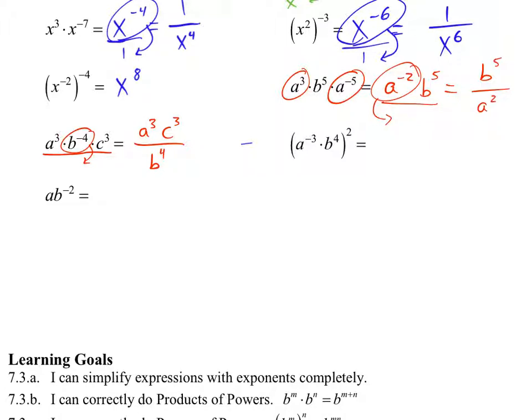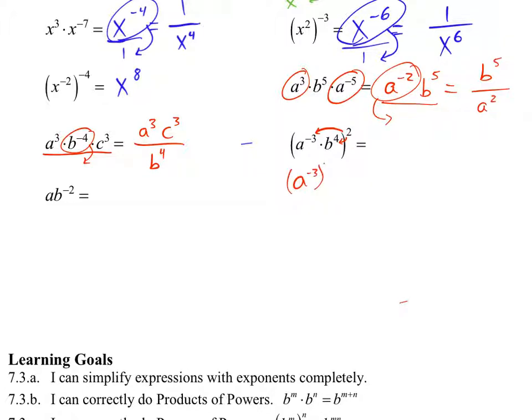This next one. You could take this and move it down below first and then square everything. My guess is most of you wouldn't do that first. Yep. That 2 applies to both, right? So I'm going to write it this way, but most of you probably wouldn't.